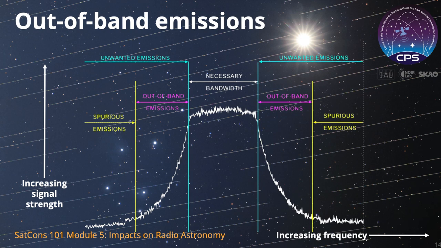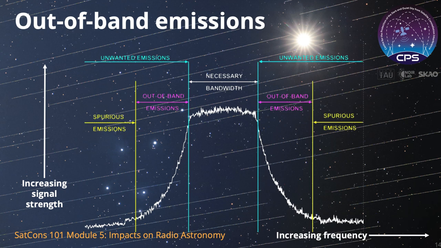Besides the strength of radio signals, radio astronomers also worry about the frequencies of those emissions. Some kinds of astronomical objects emit across many frequencies, while others emit only very narrowly. Certain frequencies are very important to astronomical research, so much so that international laws protect them.